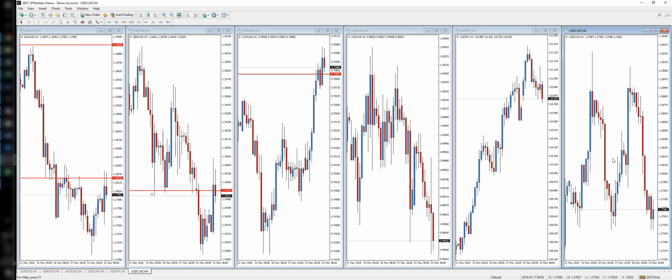So what you need to do when you see a movement like this is you actually need to measure and see how much movement it really is. By using this tool, I can see that from the highest to the lowest, we're looking at 177 pips. So that is actually quite a fair movement. We don't often see this.